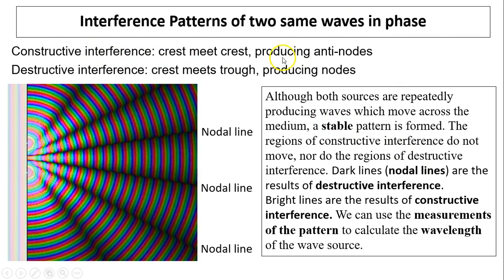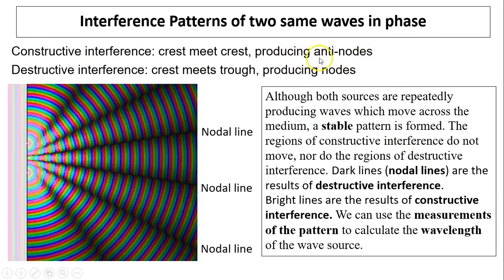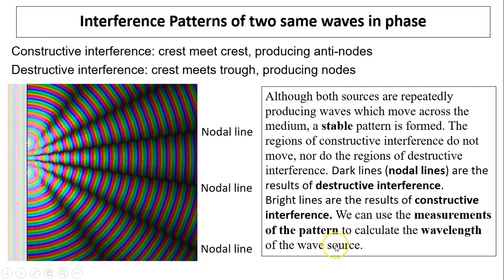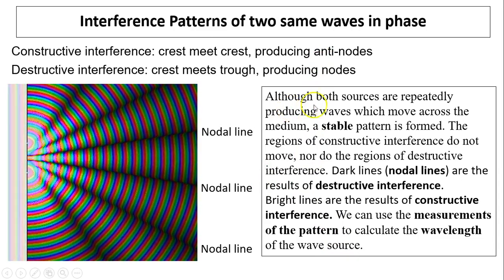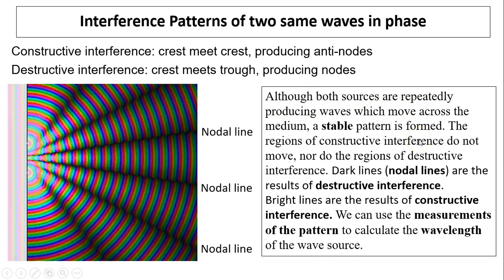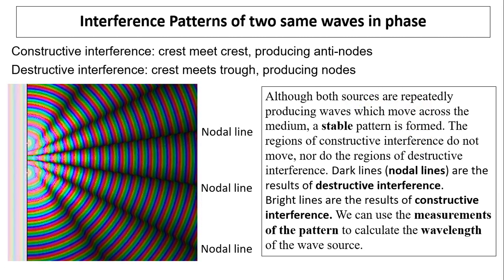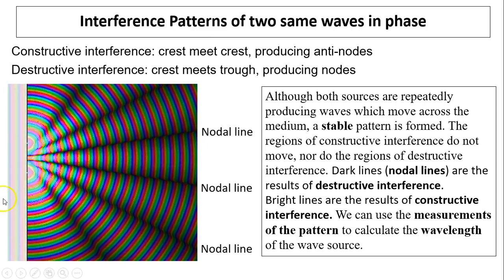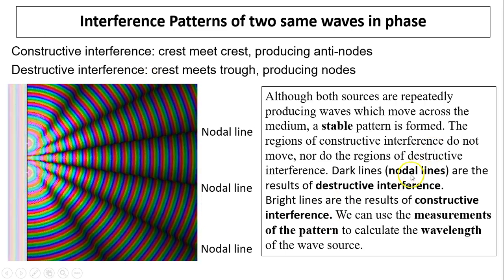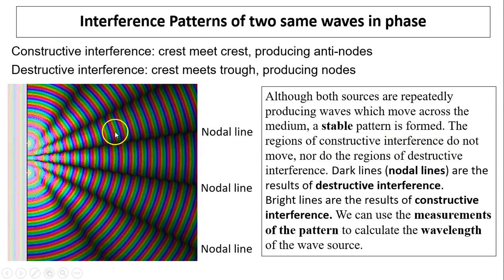Constructive interference produces points called antinodes. Antinodes are constructive interference, and nodes are destructive interference. So although both sources are repeatedly producing waves which move across the medium, a stable pattern is produced. This one is vibrating up and down, but over here it looks pretty stable, right? The regions of constructive interference do not really move.